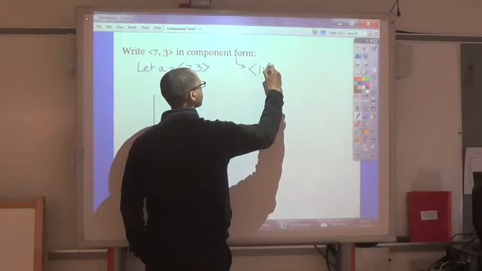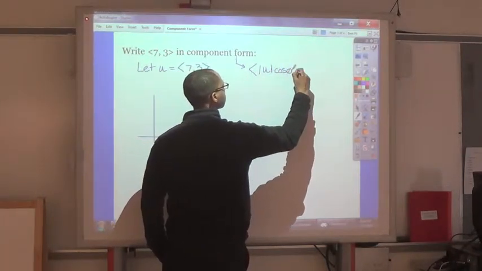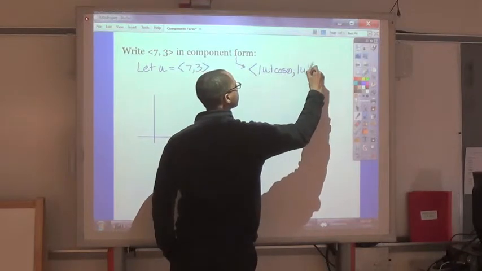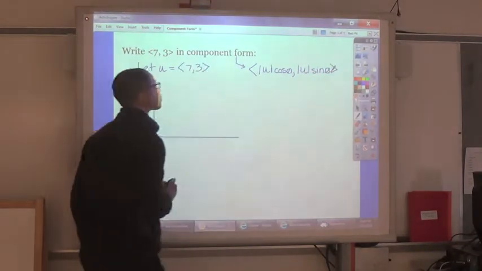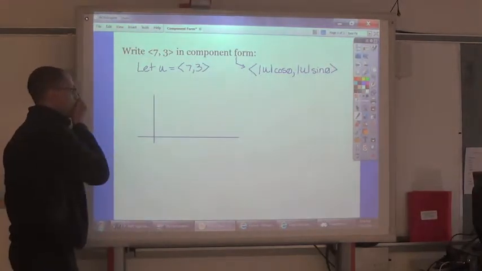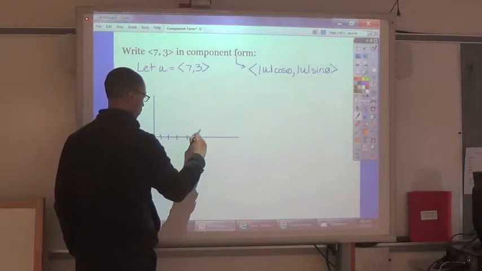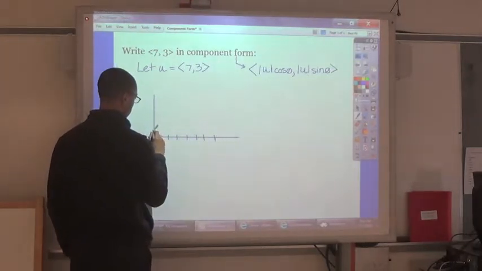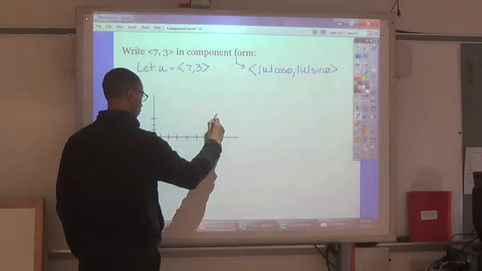Now component form basically means you want the magnitude of the vector times its component. So the component for the x direction is going to be cosine, and the component for the y direction is going to be sine. So that's why I wrote up that formula right there. So what I'm doing now is I'm basically just plotting it like a point and creating my vector.